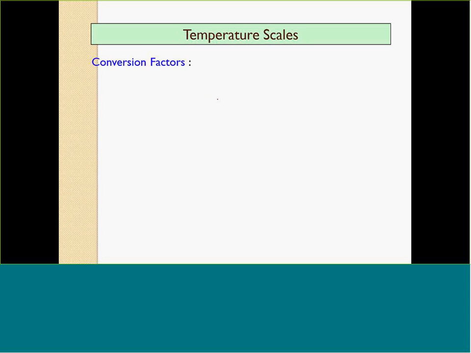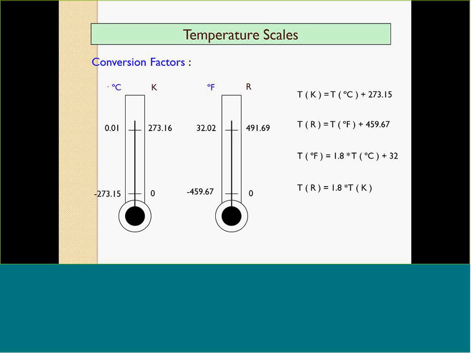These will be the conversion factors for Celsius, Fahrenheit, and Rankine. In order to convert from degrees Celsius, you need to add exactly 273.15 to the number. Let's say 30 degrees Celsius, you're going to have around 303.15.